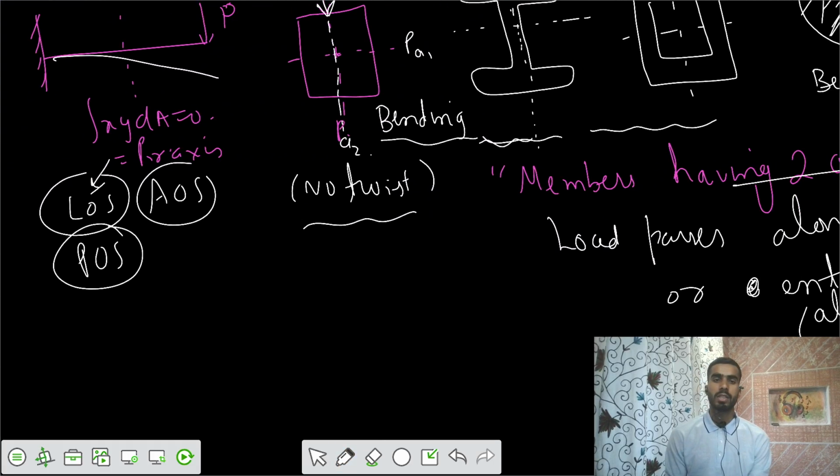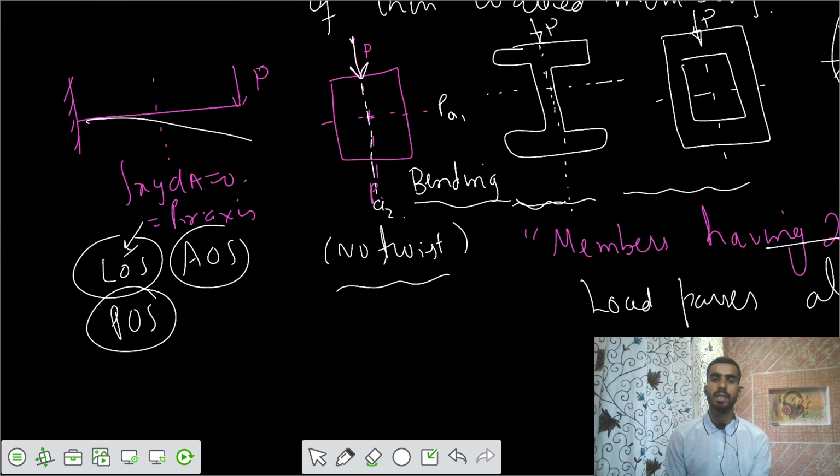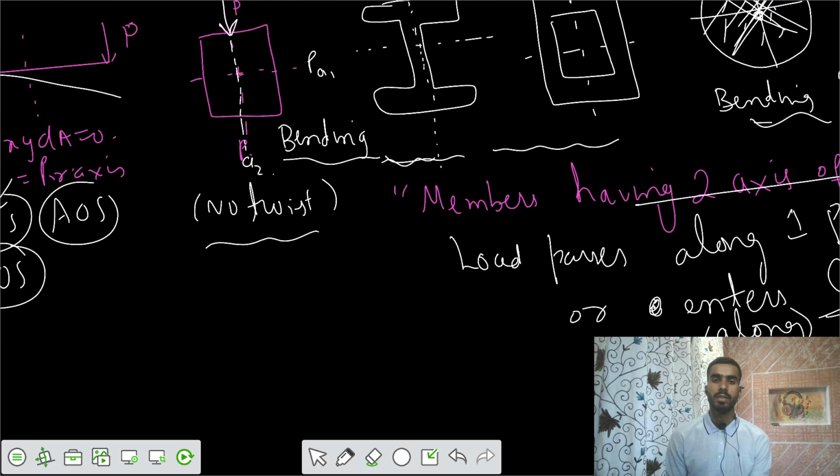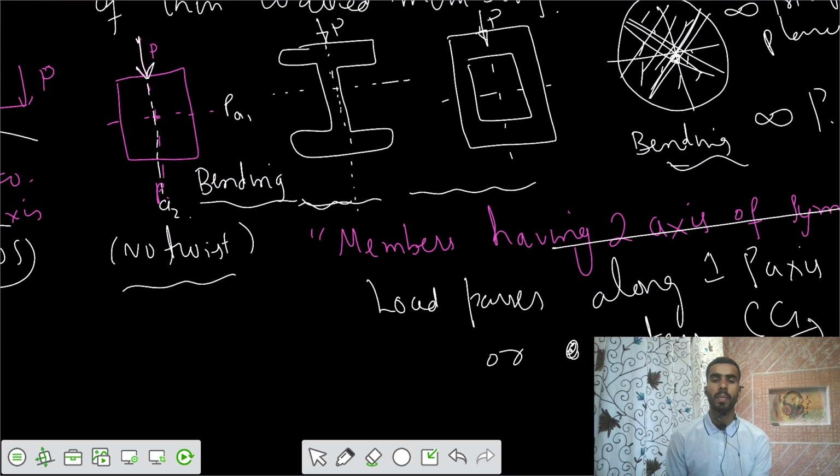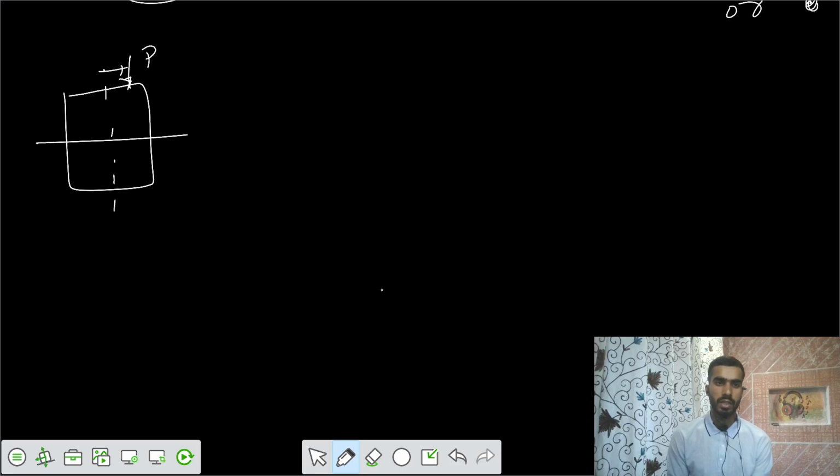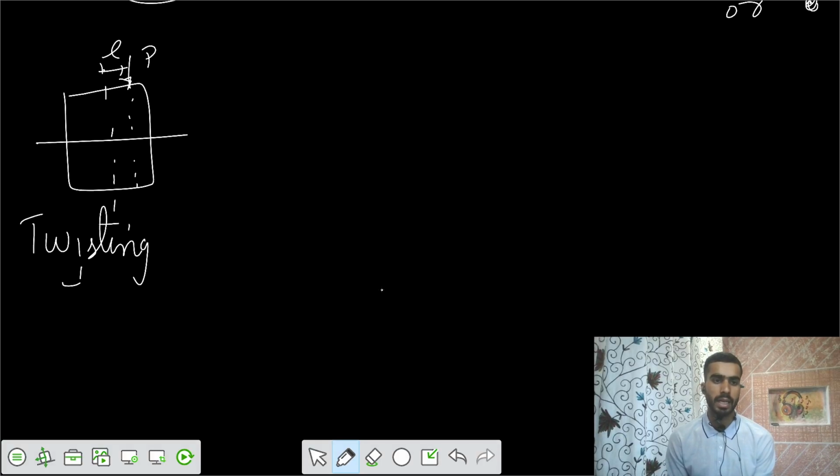So this is the first case. Now the next case is, let's say the section were the same. But the load passes at some eccentricity e. So for this case, we say there would be twisting plus bending.